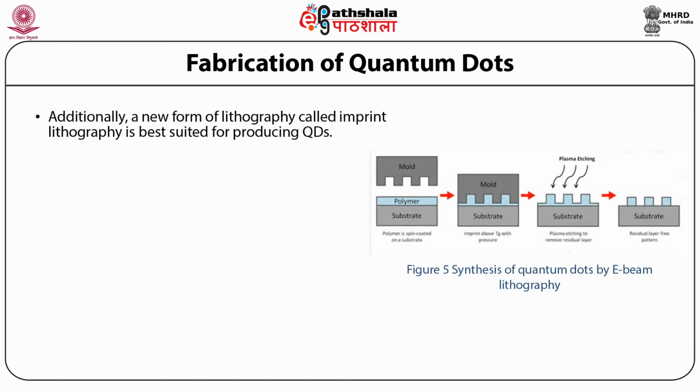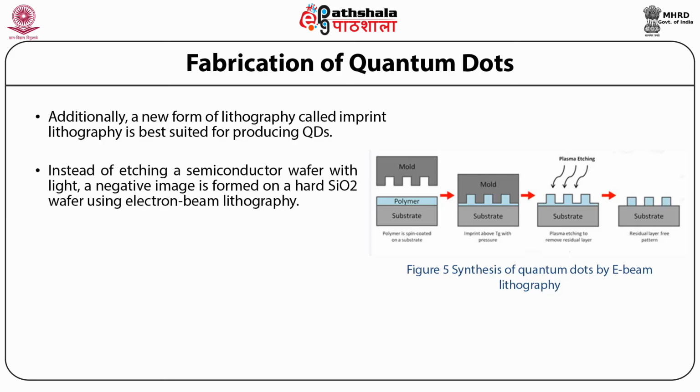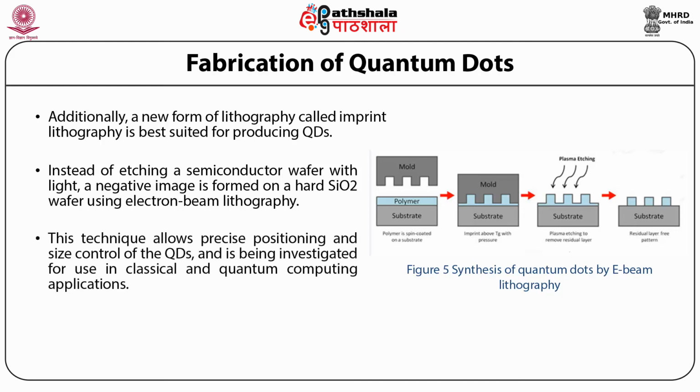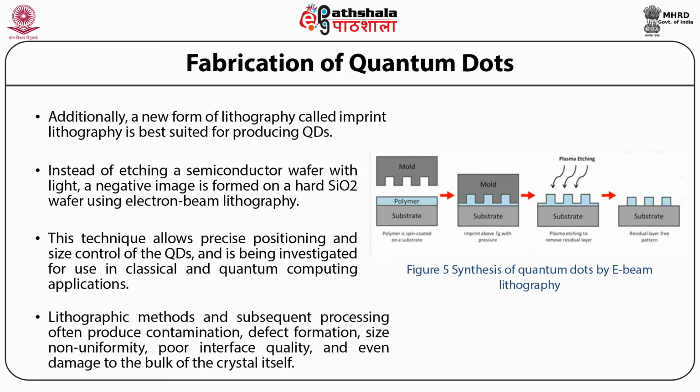Additionally, a new form of lithography called imprint lithography is best suited to produce quantum dots. Instead of etching a semiconductor wafer with light, a negative image is formed on a hard silicon dioxide wafer using electron beam lithography. This mold is used as a stamp and is physically pressed onto a silicon layer to form the quantum dots. This technique allows precise positioning and size control of the quantum dots and is being investigated for use in classical and quantum computing applications. Lithographic methods and subsequent processing often produce contamination, defect formation, size non-uniformity, poor interface quality, and even damage to the bulk of the crystal itself.